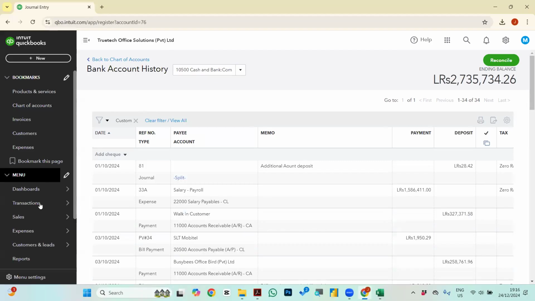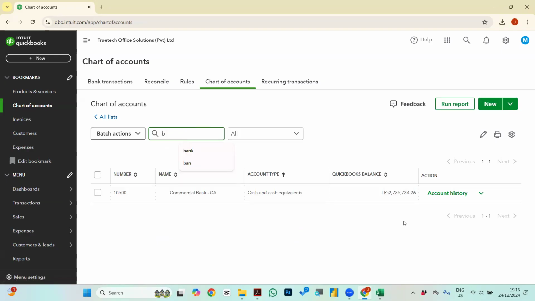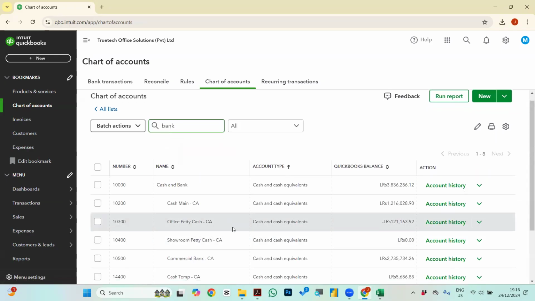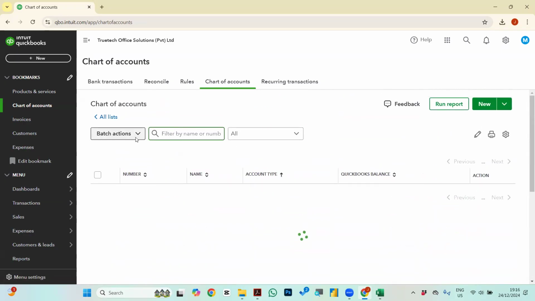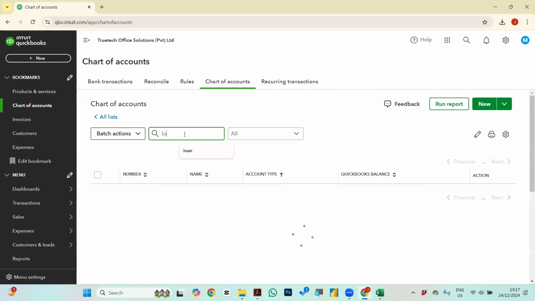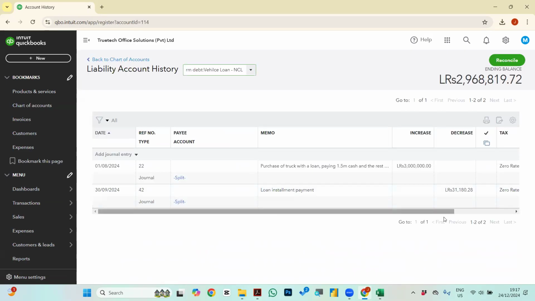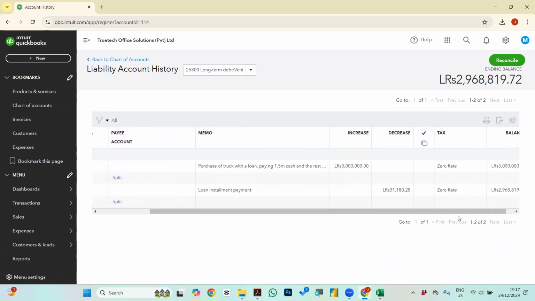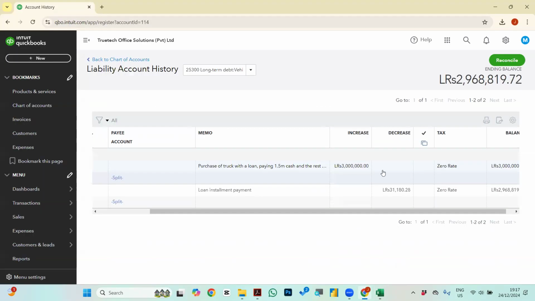I'll show you. If you go to the chart of accounts, you can see bank loans. Under loans, sorry, it's not loans. Vehicle loan, I think. A vehicle loan. Okay, we have got the vehicle loan. So the vehicle loan was initially recorded as 3 million, as I mentioned. Initially, we took the 3 million loan, and then 31,180 principal, you see here, we have already deducted from it.